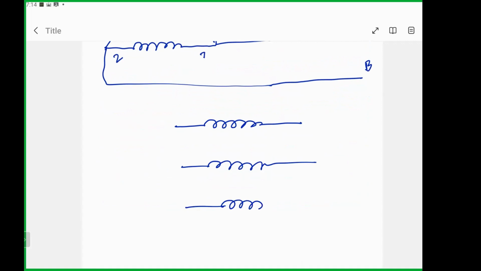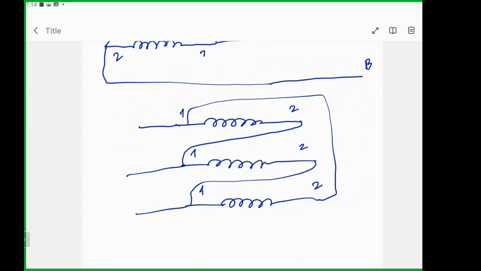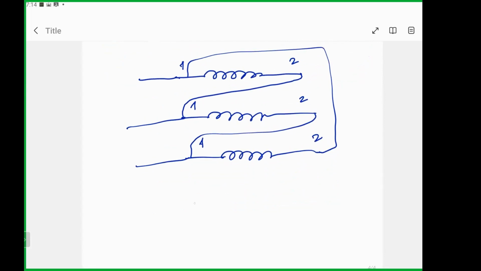So you have three coils, with terminal 1 and terminal 2 on each. To make this connection, you can connect 2 to 1, and then this 2 to 1. Then you have this connection, Y. Or you can do it the other way also.